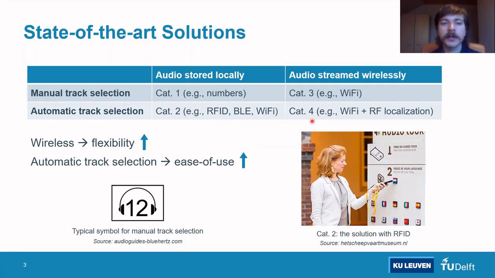Category 4 systems, on the other hand, are the most advanced, and these systems combine wireless audio streaming from one or more nearby access points with automatic track selection based on the user's location. This gives Category 4 systems a greater flexibility and ease of use, since no manual user input is needed.